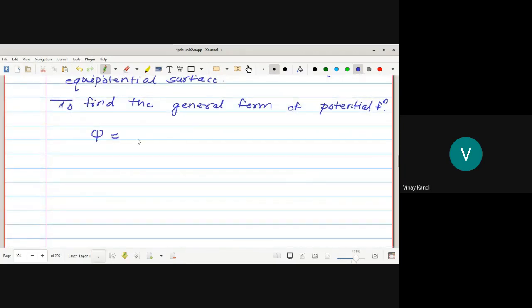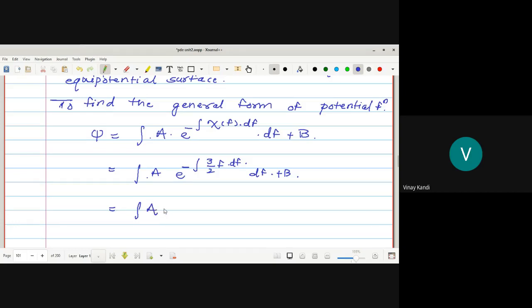Okay. Now, what is the value of psi? Psi is equal to integration of a into e raised to minus integration chi of f df, into df plus b, which is equal to integration of a into e raised to minus the value of this one, 3 by 2f df, into df plus b. The 2 will come below, so e raised to minus 3 by 2 integration 1 upon f df, into df plus b. Okay, now solve this one.